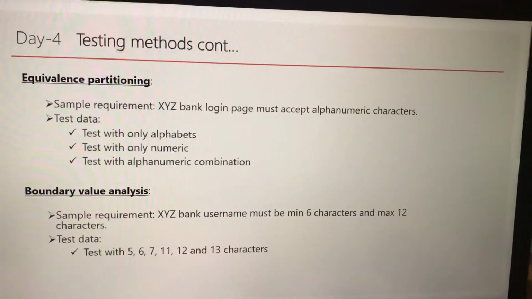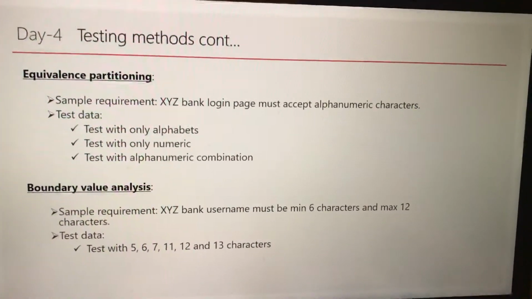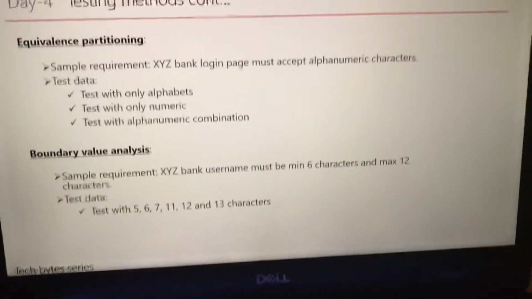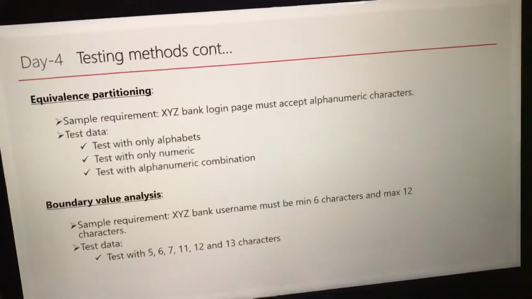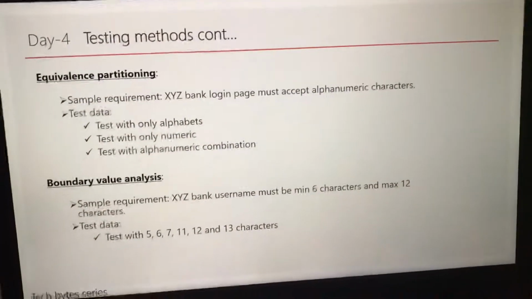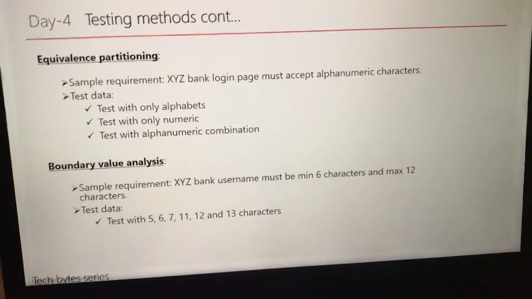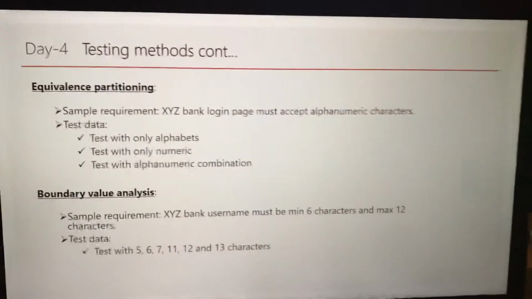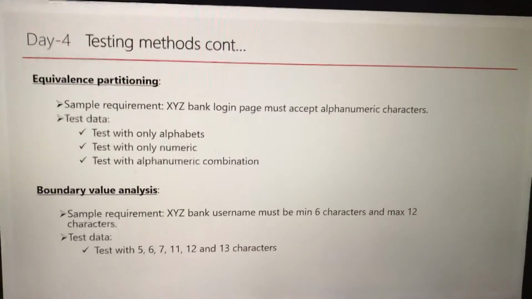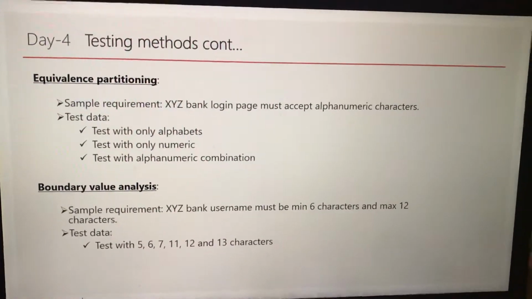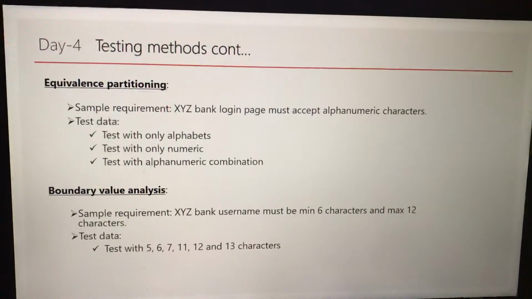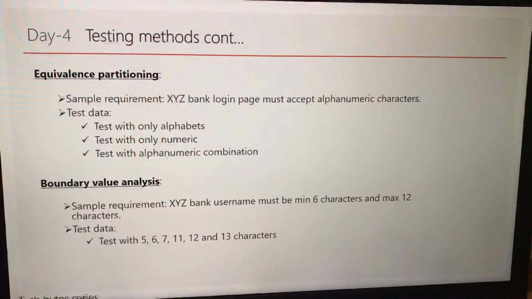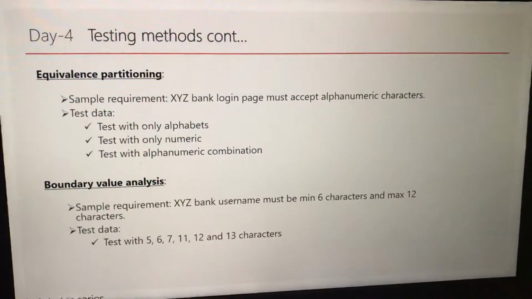Now let's try to understand a little bit in detail about equivalence partitioning. As we said, in equivalence partitioning, we have to identify sets of data with the different partitions and test the application with that kind of data. Let's take a sample requirement: XYZ bank login page must accept alphanumeric characters. What it means is, when the user creates his username or tries to log in, the user can give either alphabets or numerics or a combination of alphanumerics. So this is what the requirement is.